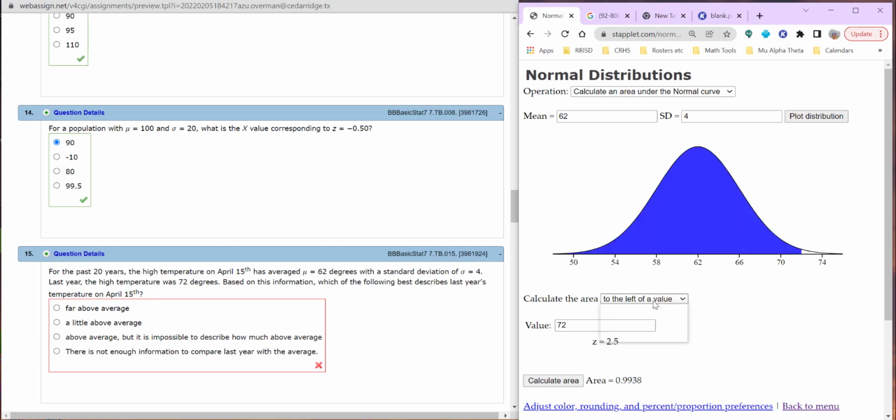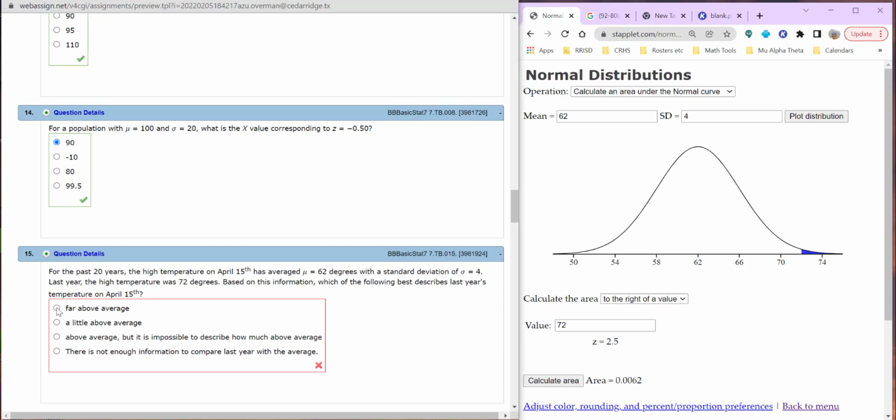Let's do to the right. Oh, it's in the top 99%. So if I did to the right, less than 1% above it. So I was going to say it's more than 2 standard deviations above, it's pretty high, so we consider that unusual.